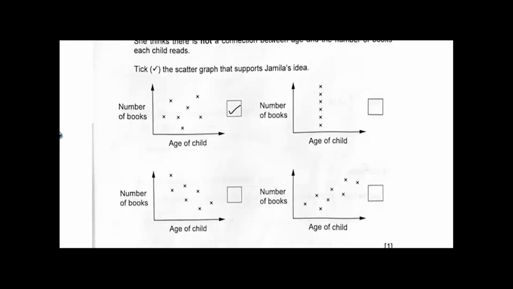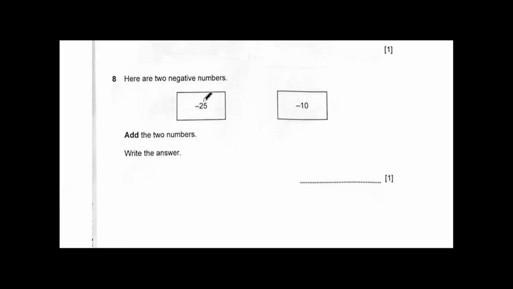Okay, so let's scroll down. If you have another question here, yes, we have number 8 here. Here are two negative numbers, so add the two numbers, write the answer. So you have negative 25, add negative 10. So these two signs combine together to become negative. You have minus 25 minus 10. So this 25 has this sign here, it is negative. Then 10 has this sign here, it is negative.